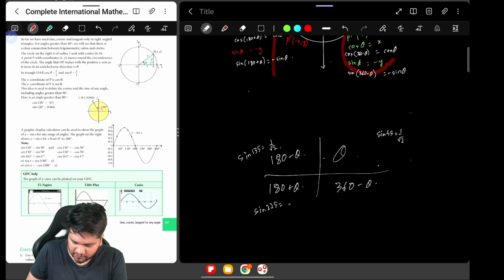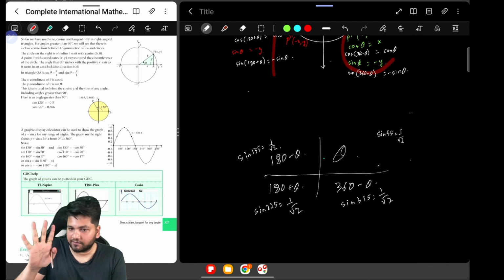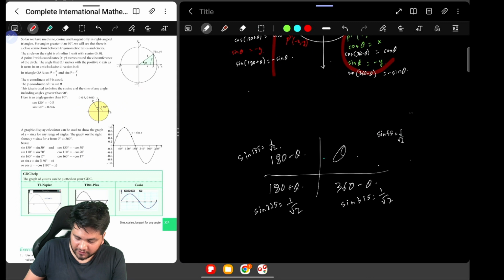So sine 225 is going to be what? Again it's going to be 1 by root 2, and sine 315 is also 1 by root 2. So see, this 1 by root 2 is occurring 4 times, but 2 times it is positive and 2 times it's going to be negative.